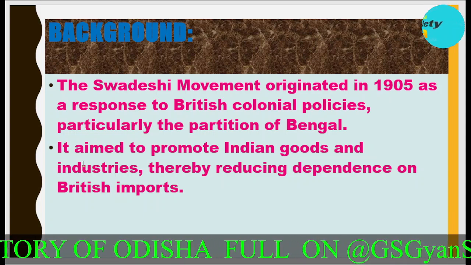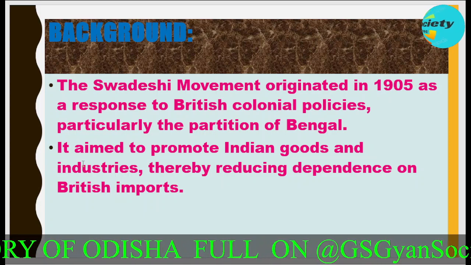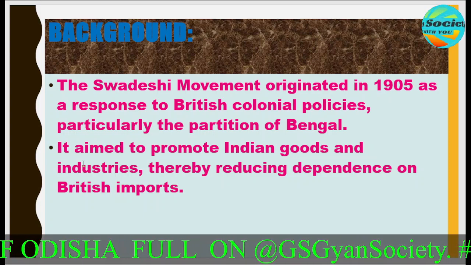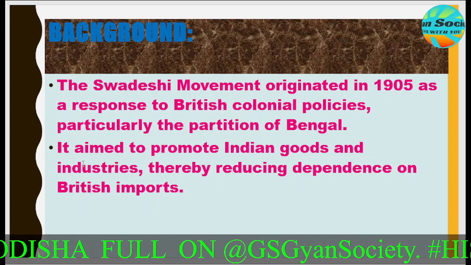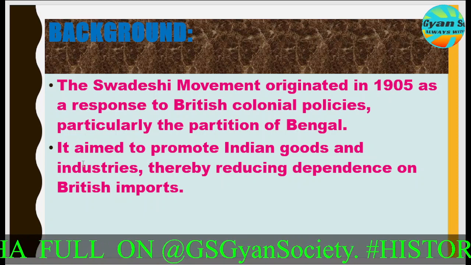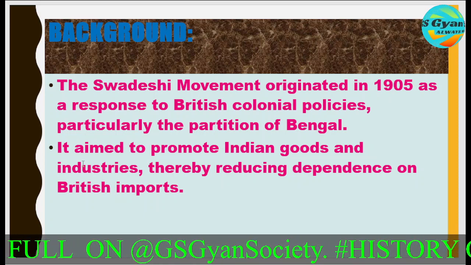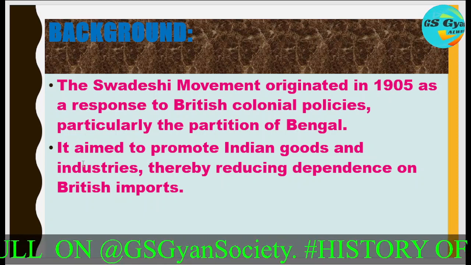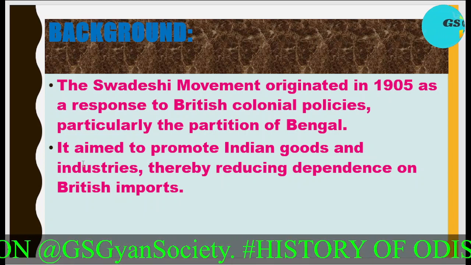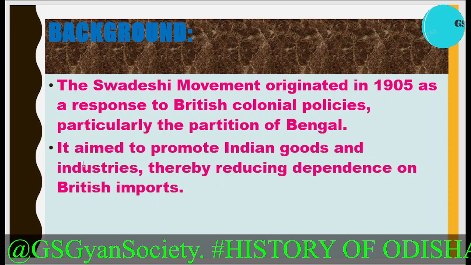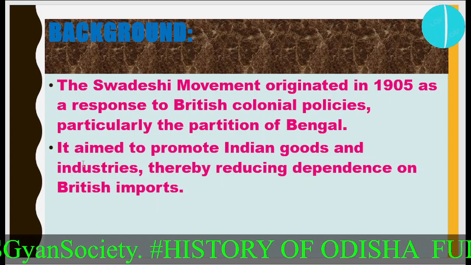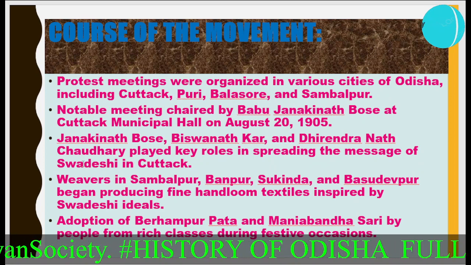Okay, what is the aim of this? The aim of the Swadeshi movement is to promote Indian goods and industry, thereby reducing dependence on British imports. So this movement aimed to promote Indian goods, and the boycott of foreign goods. Okay, these are the backgrounds where the Swadeshi movement started. Next, the course of the movement.